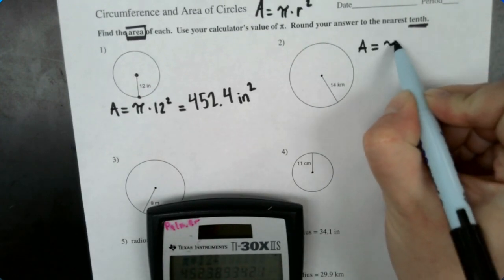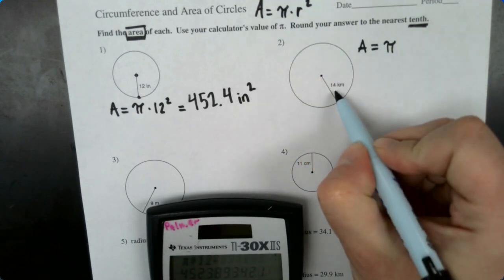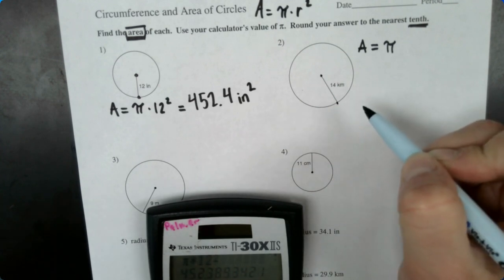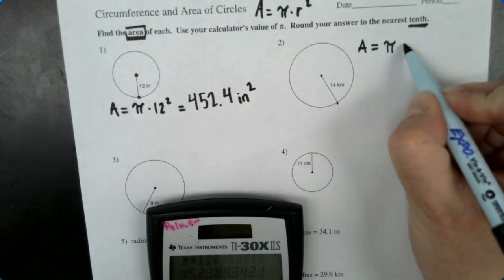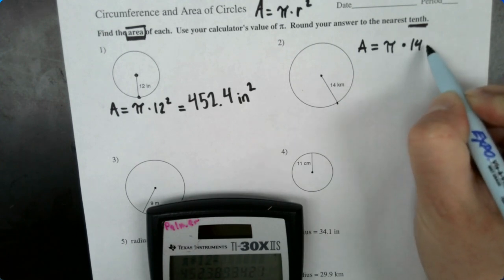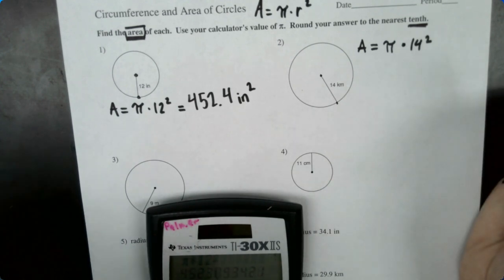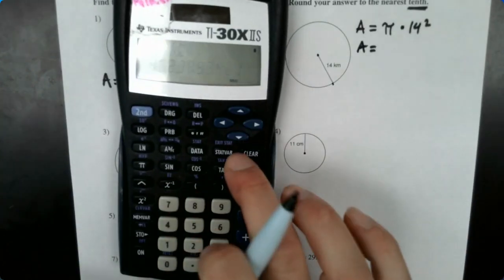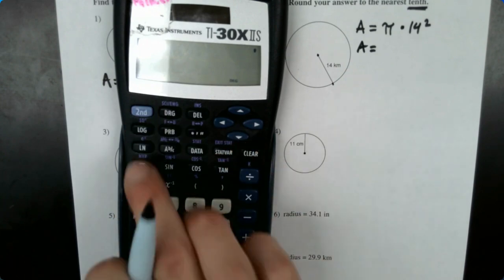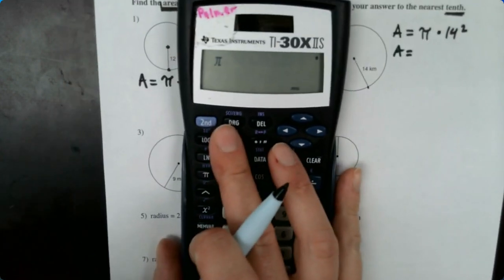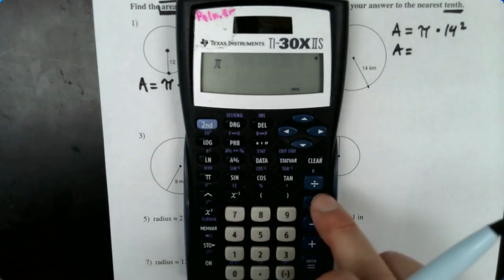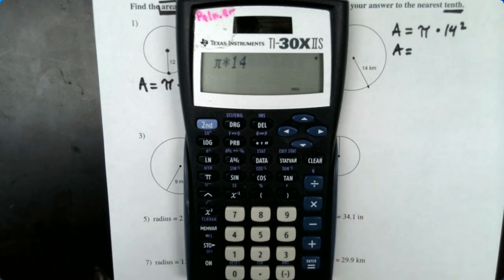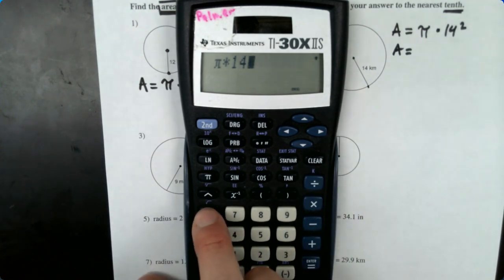So area is pi times my radius. Is this the radius? We're going from the center to the outside. Yeah, that's the radius. So pi times the radius squared. And then I just plug that in my calculator. So pi, there we go, there's my pi button. Times, the radius was 14, and then squared. So I'm going to keep using this squared button.